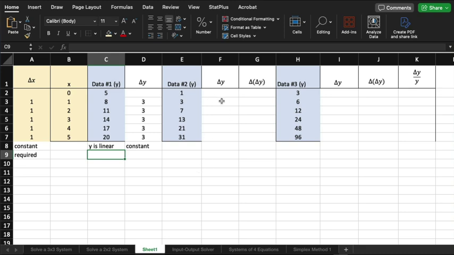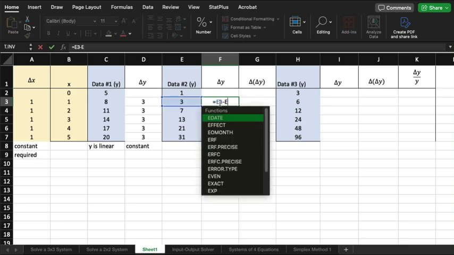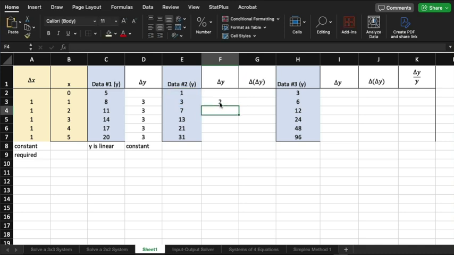Data set number 2, when we go over here and calculate our delta y's, we get equals E3 minus E2. Click on the anchor and fill down, and we see that that is not constant. Therefore, it is not linear. So we've disqualified it from the linear, but maybe there's a quadratic pattern.